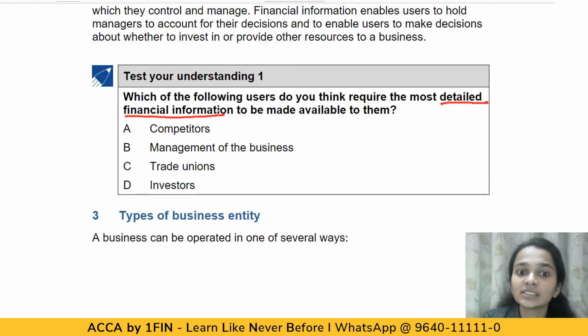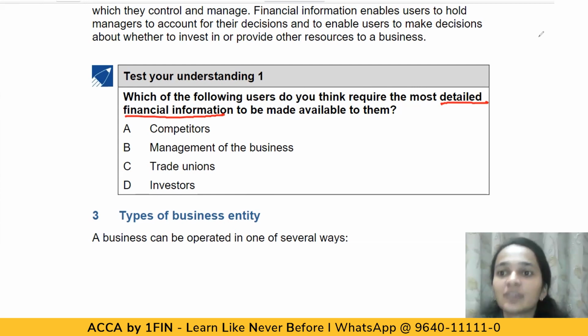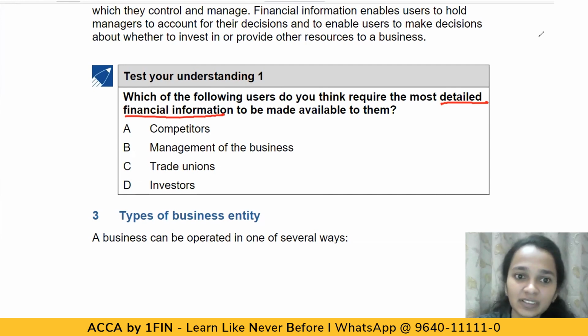Is it competitors? Is it management, trade unions, or the investors? What do you think is the correct answer to this question? Which of these people will require the most detailed version of financial information? Okay, Hanil says investors. Any other answers? There's only one correct answer to this. Okay, so Hanil has changed the answer to B. Nikhil says B. Okay. So yes, the correct answer is B, management of the business.